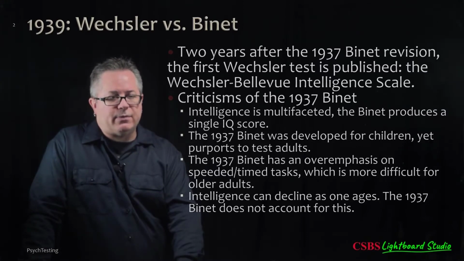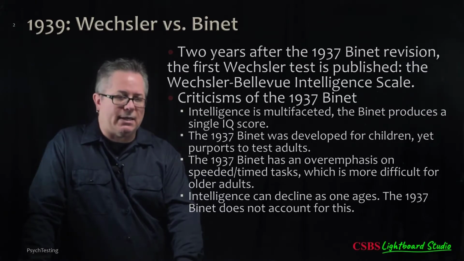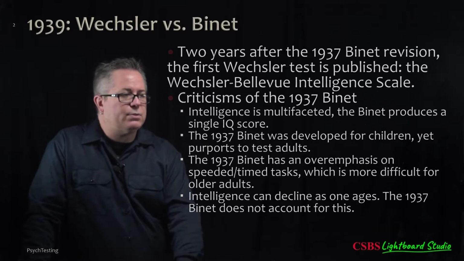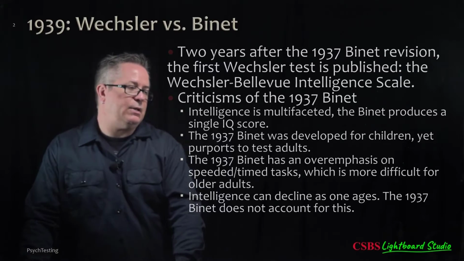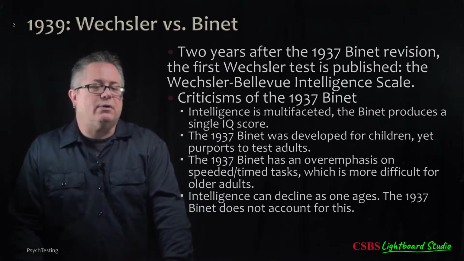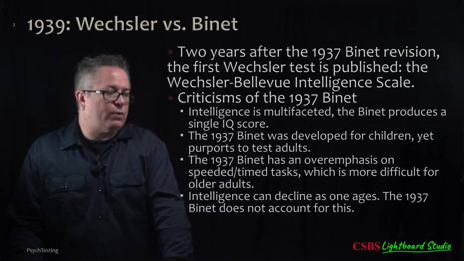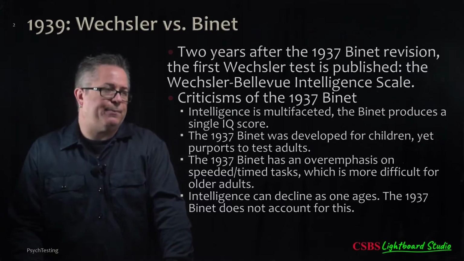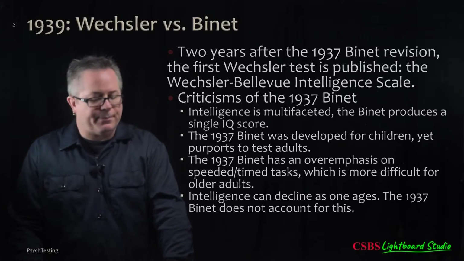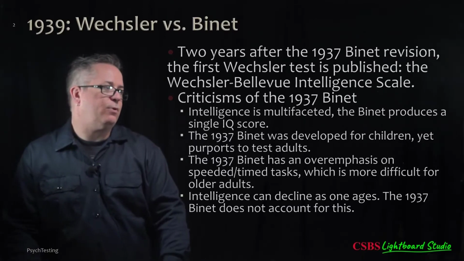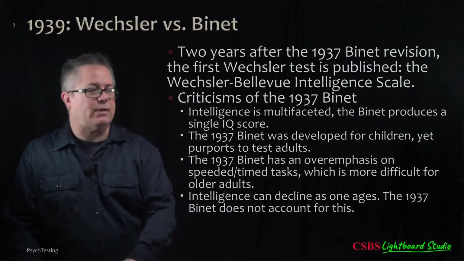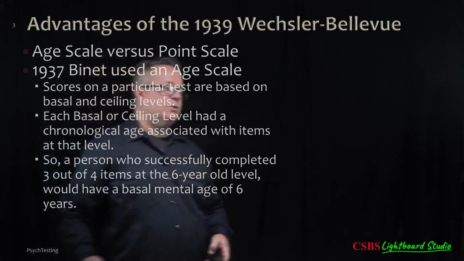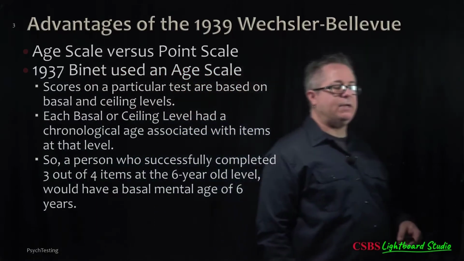The 1937 Binet has an overemphasis on speeded timed tasks, which is more difficult for older adults. And intelligence can decline as one ages, and the 1937 Binet does not account for this. All right, so these are the main criticisms of the current form of the Stanford Binet scale in 1937. So in 1939, we saw the Wechsler-Bellevue scale was developed. All right. So advantages of the 1939 Wechsler-Bellevue.